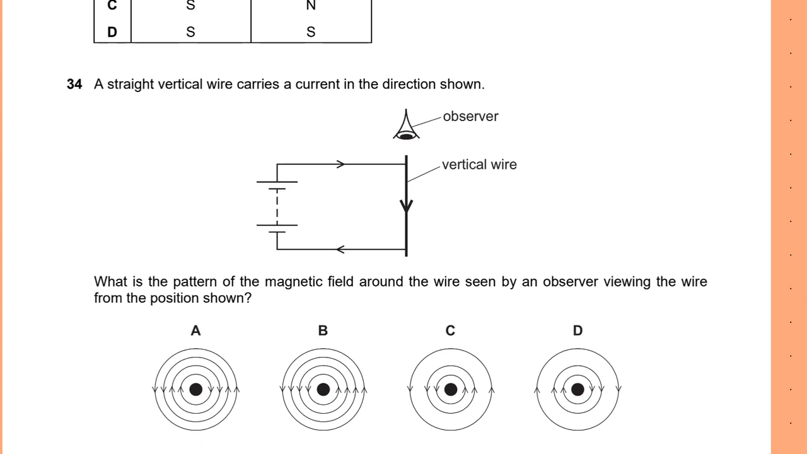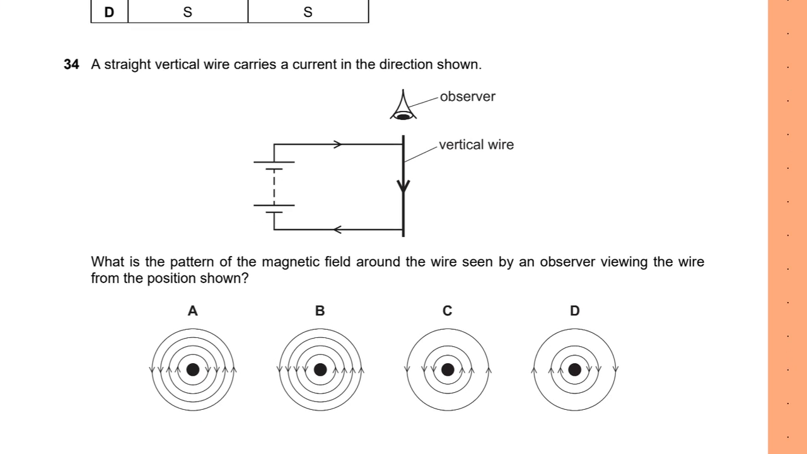34. A straight vertical wire carries a current in the direction shown. What is the pattern of the magnetic field around the wire seen by an observer viewing the position from above? So if you're looking at this from above, what you will see is that the fingers are curling in a clockwise direction. Right, let me just get this straight. So yeah, that's going to be a clockwise direction throughout.